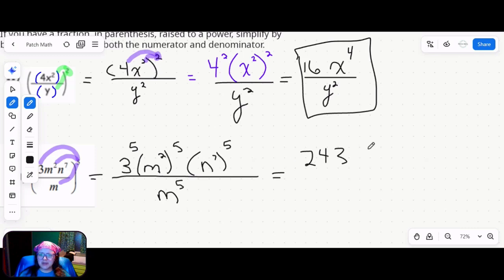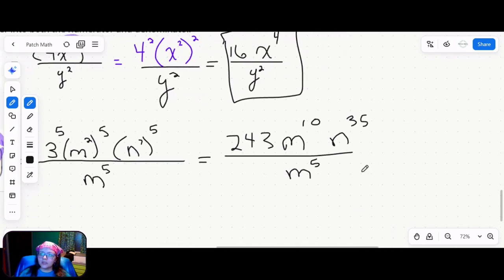Then we have m squared, it's a little messy there, raised to the 5th power. That is m to the 10th, because that is 2 times 5, using the power of a power rule. And moving on, we have n to the 7th to the 5th power. Power of a power rule says that is n to the 35th. Phew, that got big. The 7 times 5 is 35. And that m to the 5th power is still in the denominator.